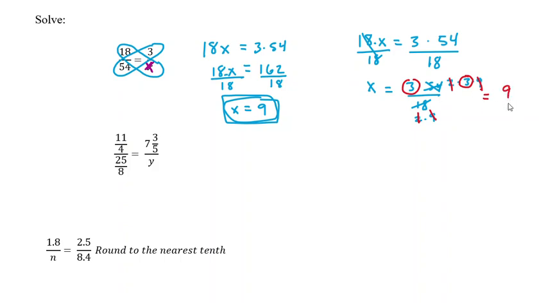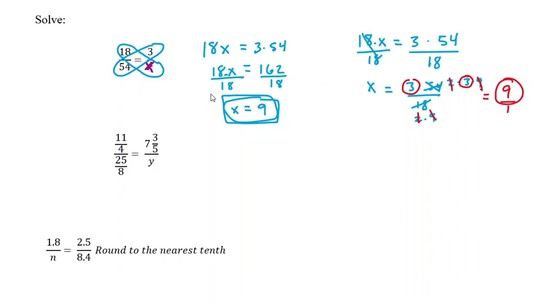And on the bottom, everything's been canceled out, so we're just left with a 1. So 9 over 1, which is 9. Okay, so it's always a good idea when you're dealing with fractions to be comfortable reducing them by first factoring them. That really helps out. Okay, there we go. That's solving proportions, easy peasy.